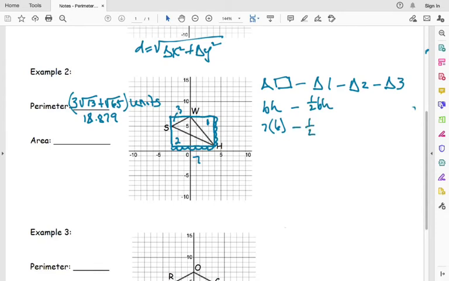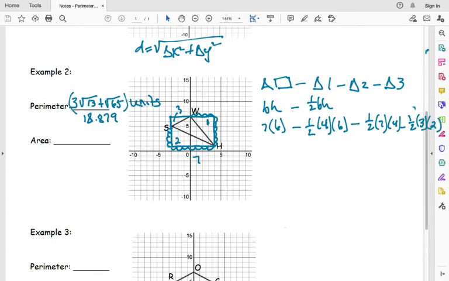So triangle 1 has a base of 1, 2, 3, 4, and then a height of that same 6. Minus triangle 2, which had a base of 7 and a height of 1, 2, 3, 4. And then my third triangle will do 1/2. Its base is 3 and its height is 2.